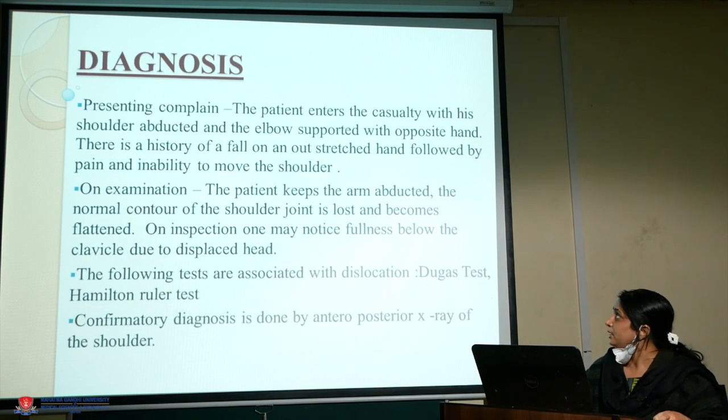Now diagnosis. The diagnosis of the shoulder dislocation is mainly from the presenting complaint. Always the patient enters the casualty or the clinic with the shoulder abducted and the elbow supported with the opposite hand, and there will always be a history of a fall on the outstretched hand. On examination, the patient keeps the arm abducted, the normal contour of the shoulder joint is lost and becomes flattened. On inspection, one may notice a fullness below the clavicle due to the displaced head. The following tests are associated with the dislocation: the Dugas test and the Hamilton ruler test. Confirmatory diagnosis is done by the anteroposterior X-ray of the shoulder.